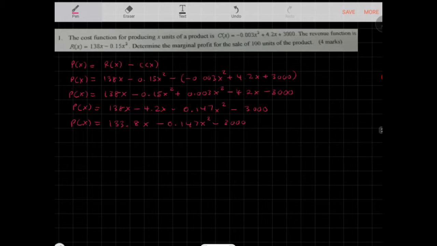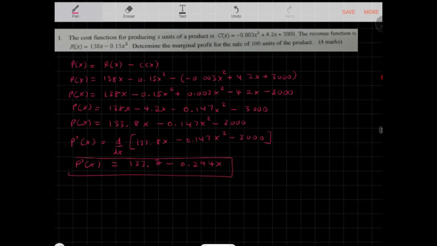Okay, so now what we want to do here is we want to find the marginal profit function, and in order to find the marginal profit function, I want to find the derivative of my profit function. So the marginal profit function p prime of x is equal to the derivative of 133.8x minus 0.147x squared minus 3,000. I'm going to be employing the power rule. So this is 133.8 minus 0.147 times 2, which is 0.294x. Okay, so this is my marginal profit function.